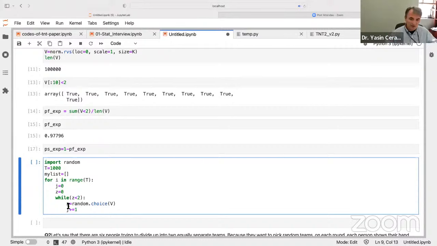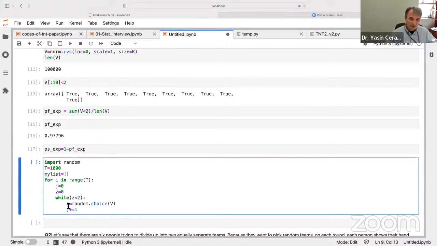I'm going to append my list with J. So you see, my list is holding the number of times it takes for each person to draw a number greater than 2 at the end. Wow. Let's run this experiment. Okay, they ran the experiment.